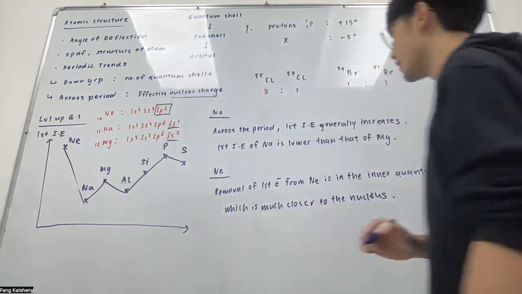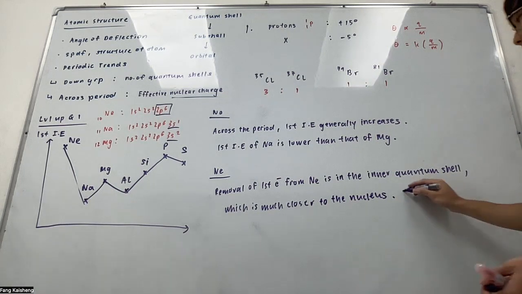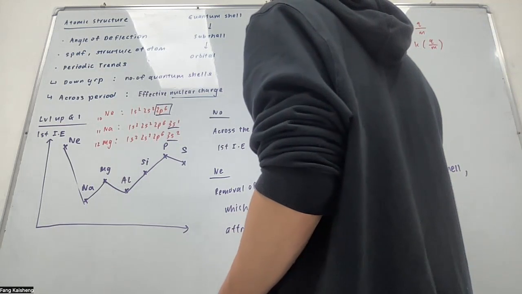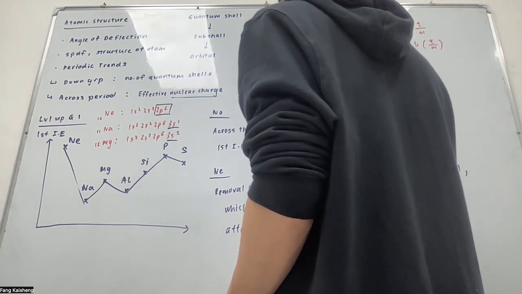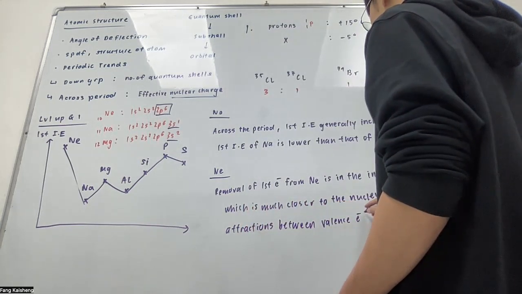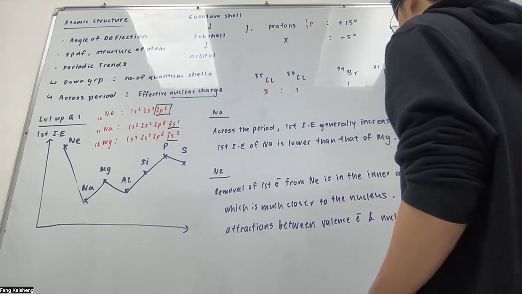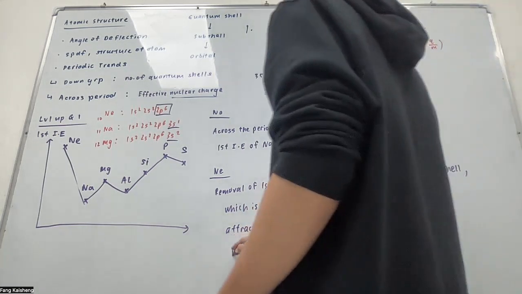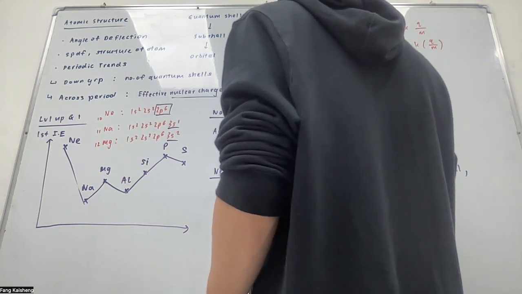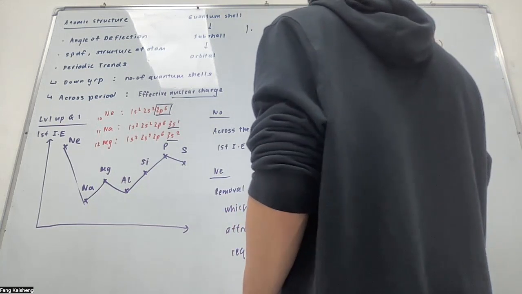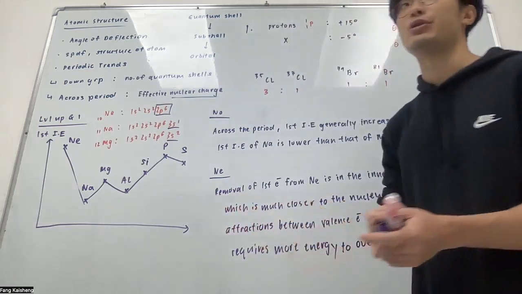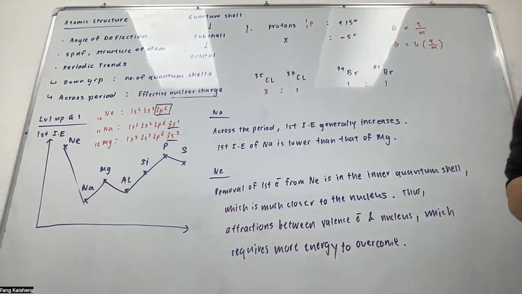So guys, if it's much closer to the nucleus, that means what? Thus, attractions between nucleus and valence electrons are much stronger. So what? Yes, always go back to energy. It requires more energy to overcome. That's why it is way higher than everything else, because this one is from 2s, sorry, from the second quantum shell, the rest are from the third quantum shell, which requires a lot more energy. Okay, see you from there.